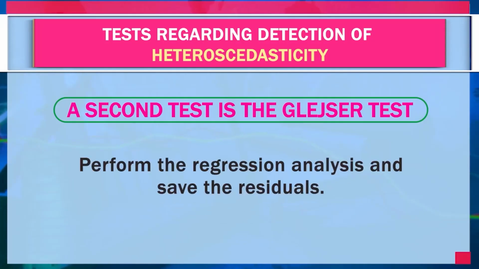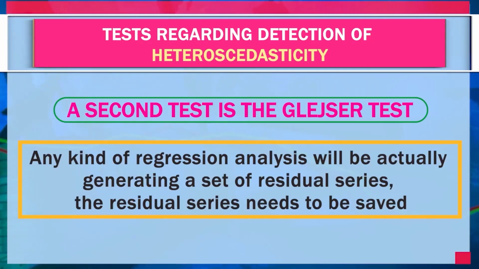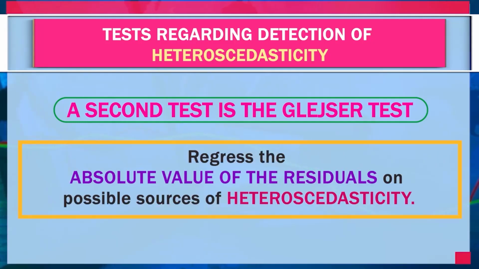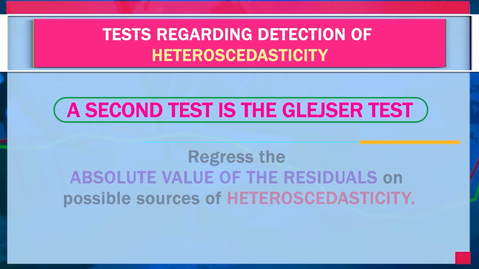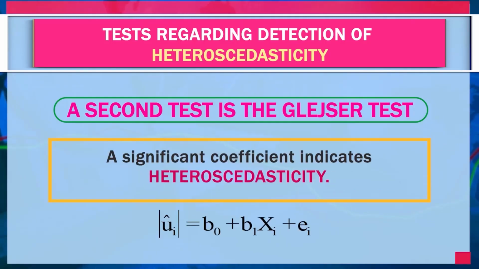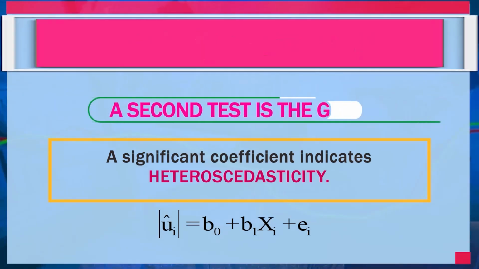So the Glejser test basically says that we perform the regression and we save the residuals. So any kind of regression analysis will be actually generating a set of residual series. The residual series needs to be saved. And now we look at the absolute value of the residuals. That means we know that residuals can be negative or positive, but we do not square it up. We look at the absolute value by ignoring the minus sign, and thereby we go for a significant coefficient of this |ûi|, which is written within the modulus, will be indicating the severity of the problem.